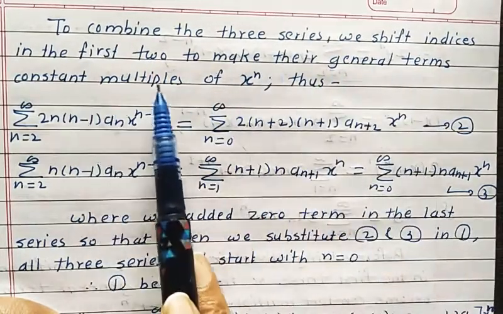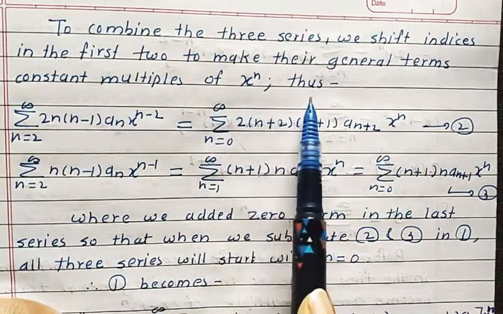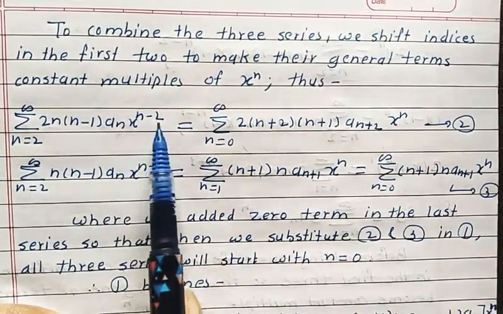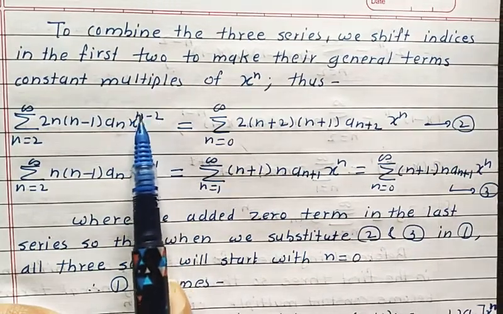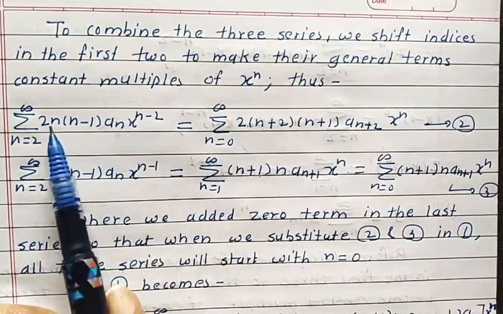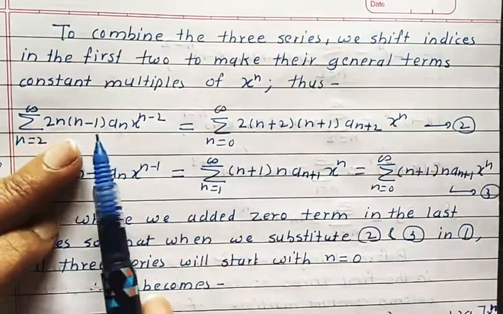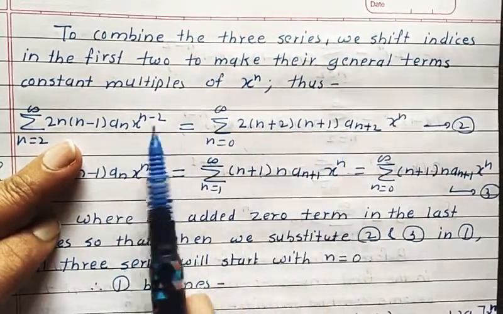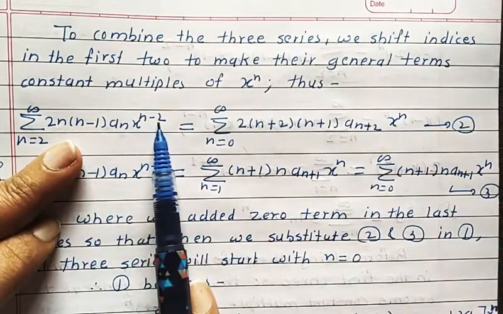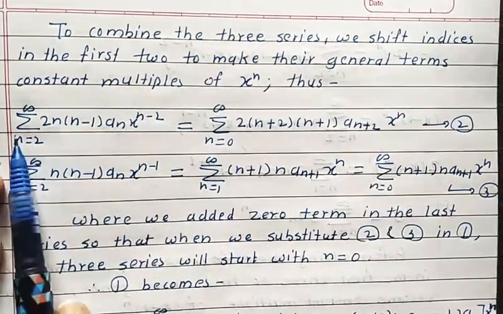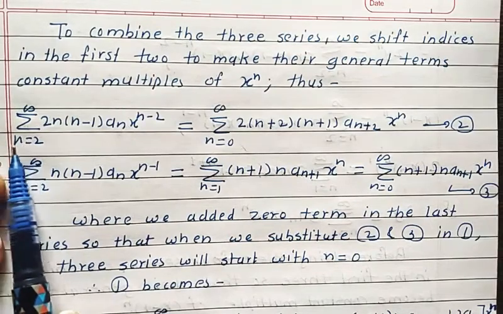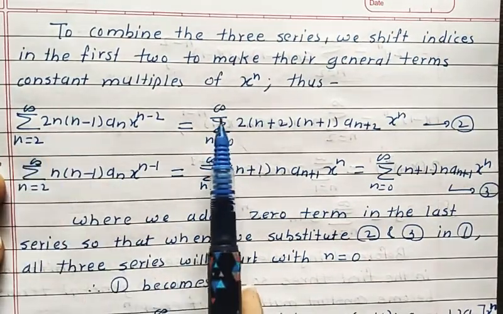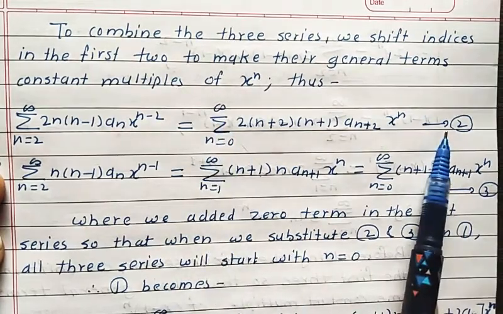terms constant multiples of x raised to n. Thus, this is the first series, 2n times n minus 1 times a n x raised to n minus 2. We replace this n by n plus 2. So everywhere n is replaced by n plus 2: n plus 2 minus 1, that is n plus 1, and n is replaced by n plus 2. Here x raised to n plus 2 minus 2, that is x raised to n. n plus 2 equal to 2 to infinity means n must be 0 to infinity. Let us call it equation 2.